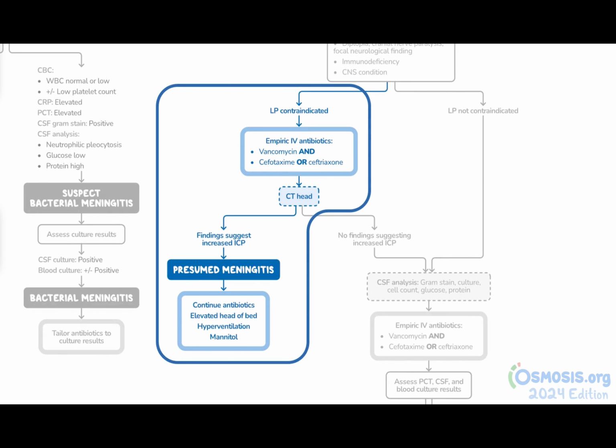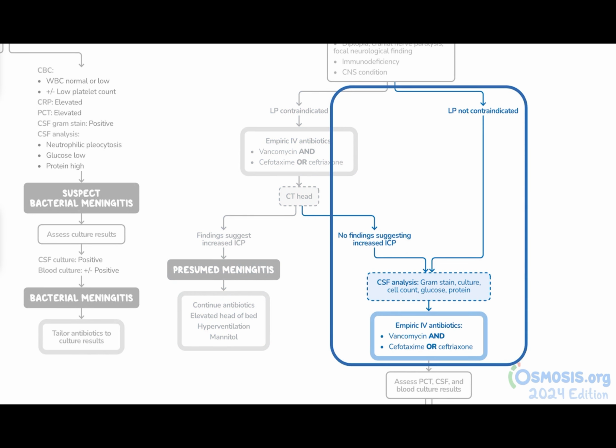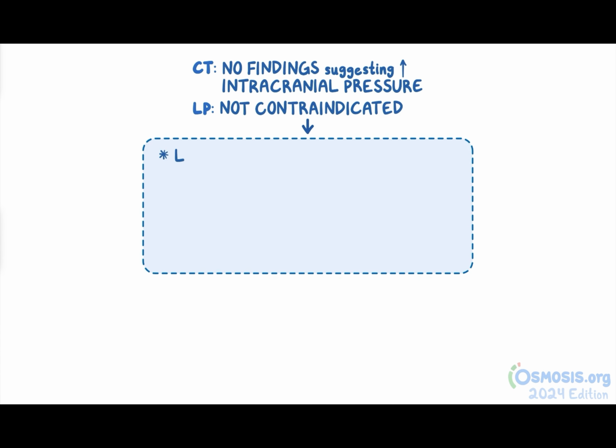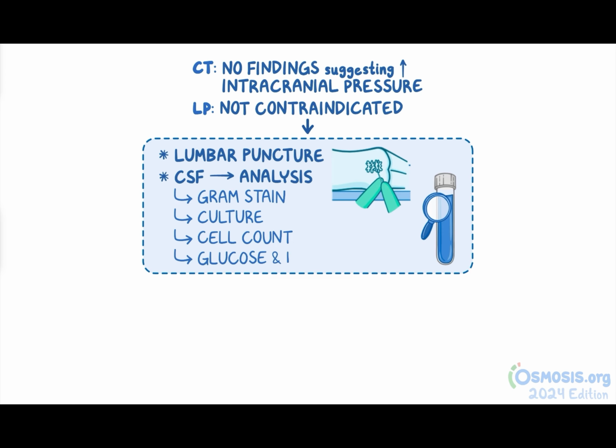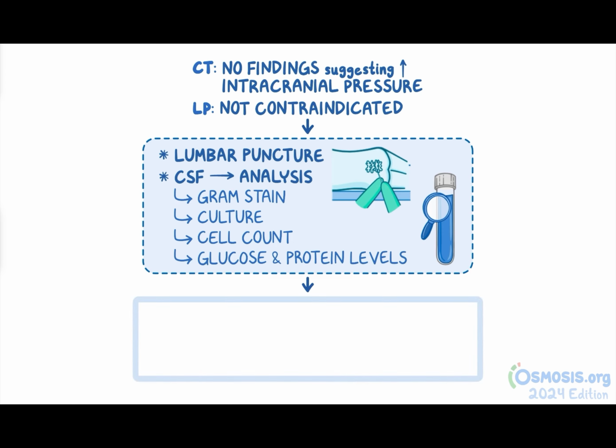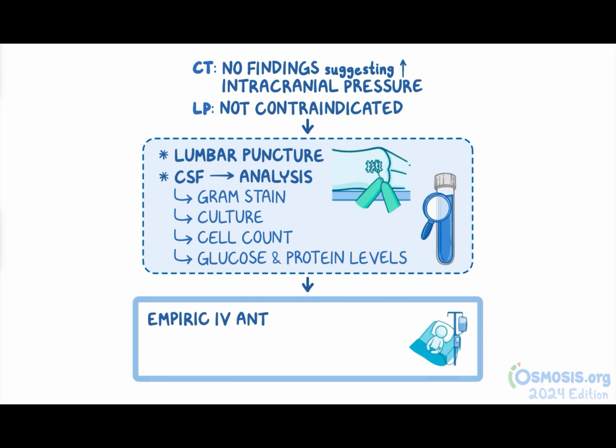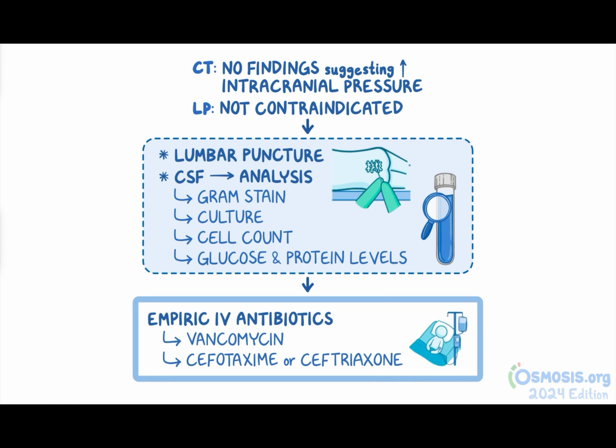On the other hand, let's see what happens if the head CT has no findings suggesting increased intracranial pressure, or if the lumbar puncture was not contraindicated in the first place. If that's the case, you can safely perform a lumbar puncture. Next, obtain CSF and send it for analysis, which includes gram stain, culture, and cell count, as well as glucose and protein levels. Once you obtain CSF, begin empiric intravenous antibiotics if you haven't already. These again include vancomycin plus cefotaxime or ceftriaxone.